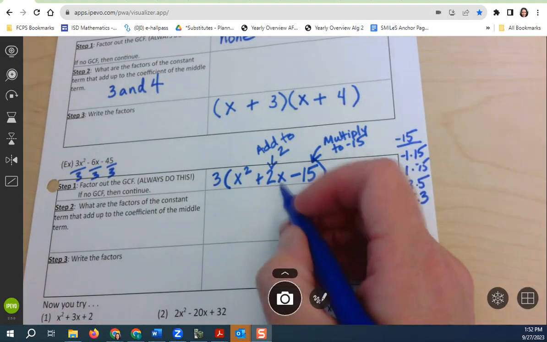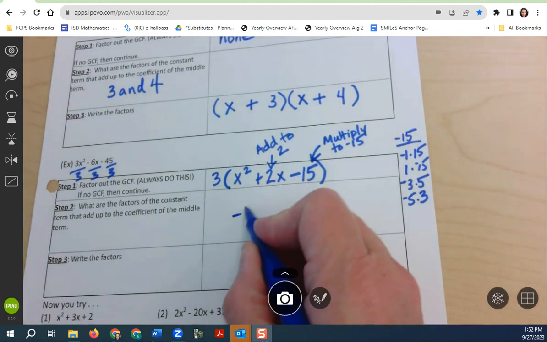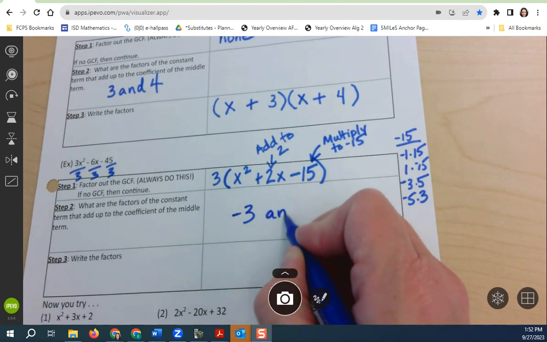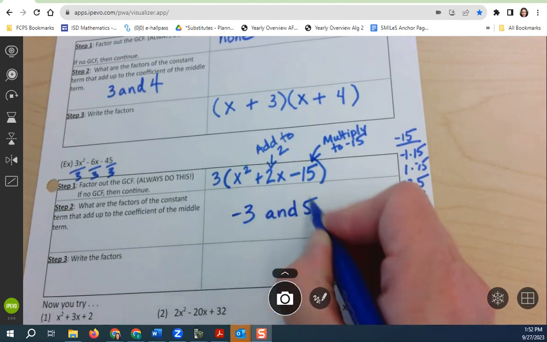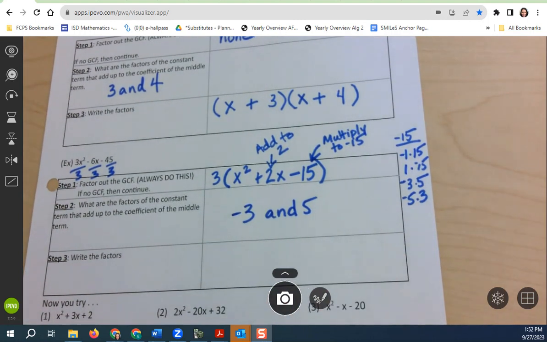Okay, the 2 numbers that multiply to make negative 15 and add to make 2 are negative what? Negative 3 and positive 5. Let's see. Negative 3 and positive 5. They do multiply to make negative 15, and they do add to 2. So good job. You guys got that.